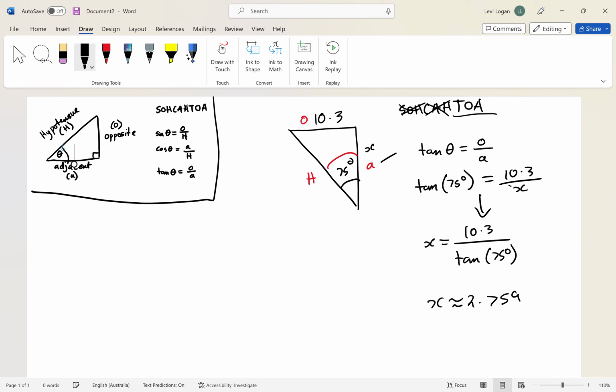Alright, this was a basic introduction to trigonometry. I'll be making a part 2 to this probably.